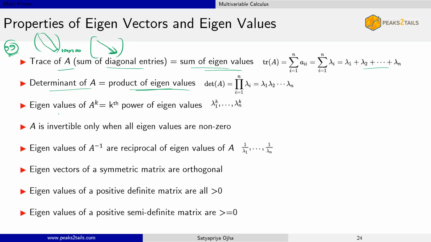Cool. Next, the eigenvalues of A to the power k, so a matrix multiplied by itself k times, are the kth power of the original eigenvalues. So if I take the matrix we had, A, and take A squared, the eigenvalues of A squared would be 1 and 9.